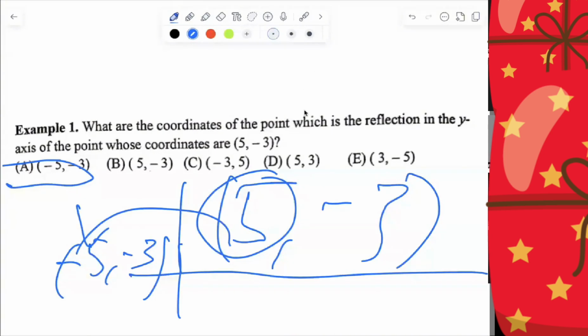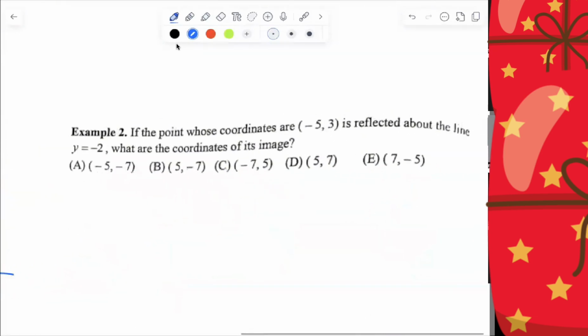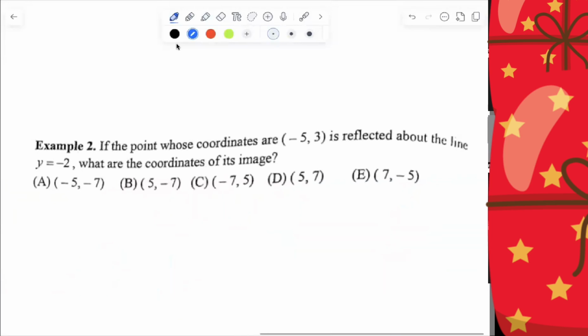Let's try example 2. I'll let you have a try at this question and tell me your answers through chat. It's pretty similar, but a step up in difficulty.